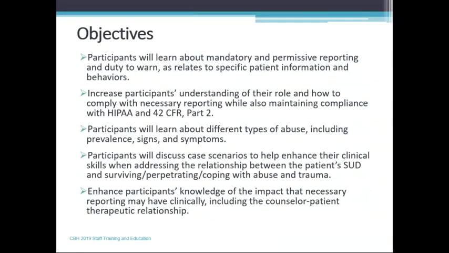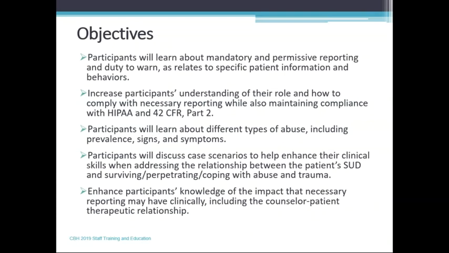So today we're going to be going through the differences between what's a mandatory report versus permissive reporting and going through what duty to warn is and how this relates to what you may need to report and what specific patient information applies or that you're allowed to share. Also going over what your role is in having to make a report, and then how to maintain compliance with HIPAA and 42 CFR Part 2 if you do have to report such information or event.